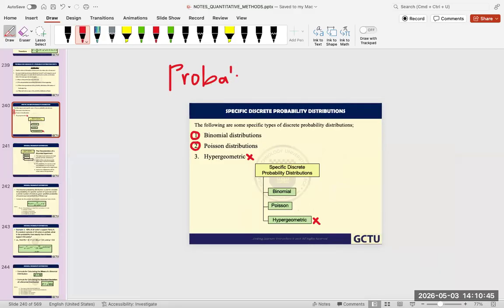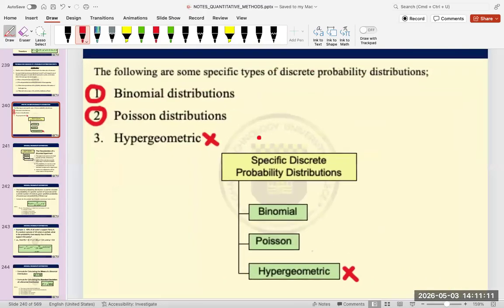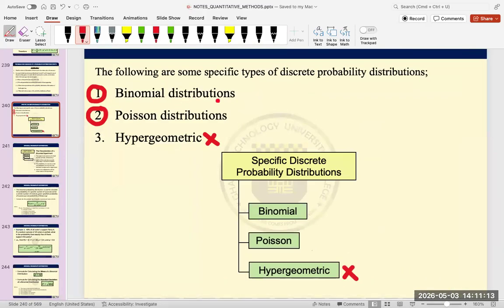right from the day we defined it. We said it's simply the measurement of chance, or measurement of chances. That is probability. But there are several ways of measuring chances. And two of the ways are binomial distributions and Poisson distribution, which are very specific.